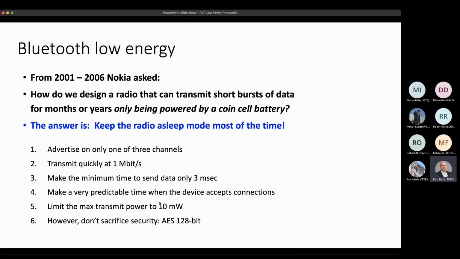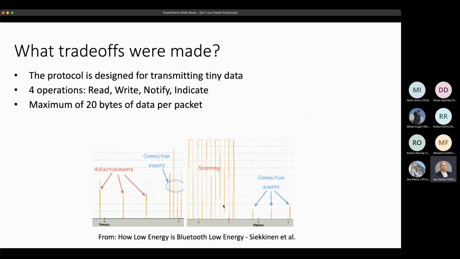So it's doing this, but it's also achieving some sort of security. It's coded through AES 128-bit code. So what trade-offs were made here? Well, the protocol is designed for transmitting tiny packets of data. So you're not going to be able to transmit large image files, for example. You're not going to be able to transmit real-time voice. You're not going to be able to transmit video.